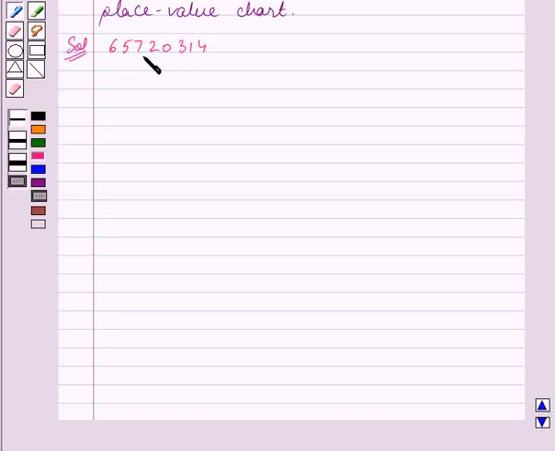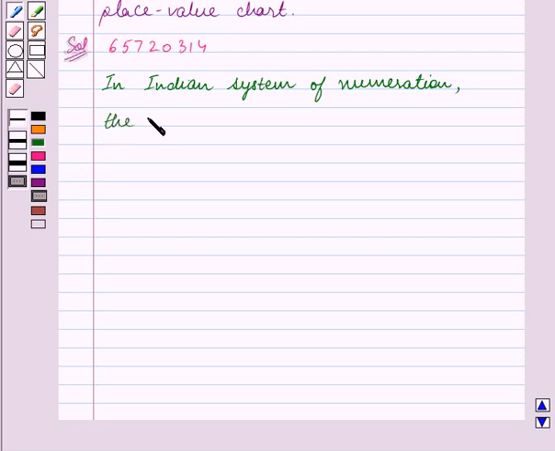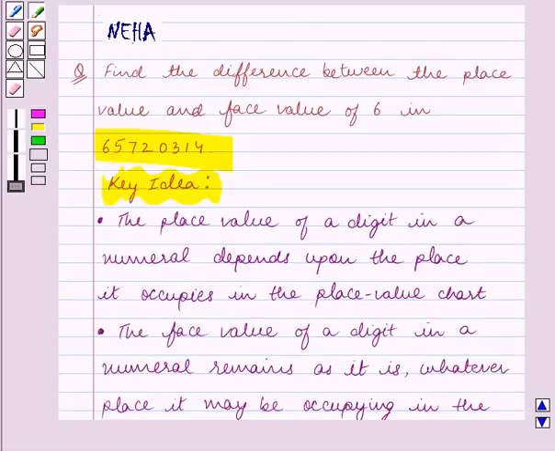As you can see, the number is a large number. So we insert commas after each period. So in the Indian system of numeration, the number is 6,57,20,314. Now we have to find the difference between the place value and face value of 6 in this given number.